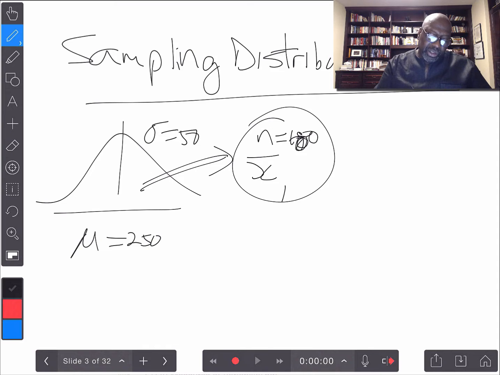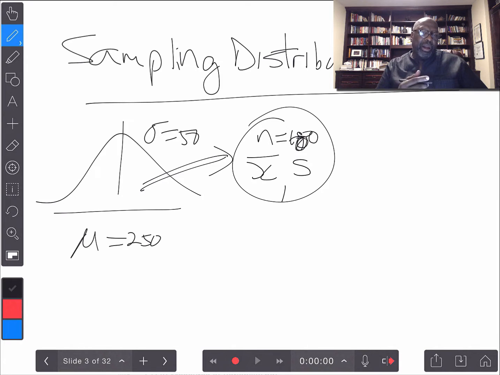And then there's also a sample standard deviation, because the 100 values, if we put them all together, we could actually get the standard deviation of those 100 values. So because it is a sample, we will call it S. We will not call it sigma. Sigma is for the population, mu is for the population, x bar is for the sample, S is for the sample. So x bar is the sample mean, S is the sample standard deviation.